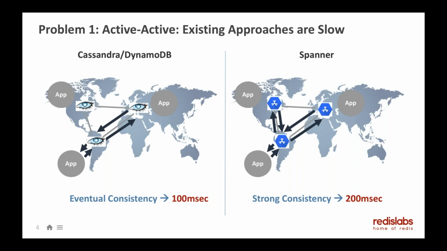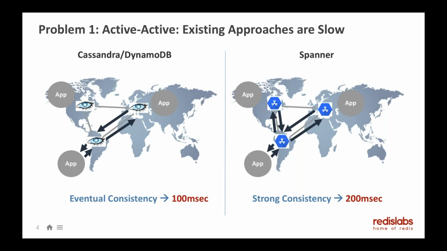One popular technique here is quorum-based consensus. Cassandra and DynamoDB all use quorum-based consensus. And a typical latency you see here is about 100 milliseconds. You may think 100 milliseconds is not much, but when we're talking of millions of ops per second, 100 milliseconds is really a long time.